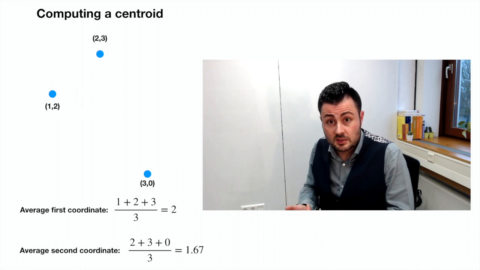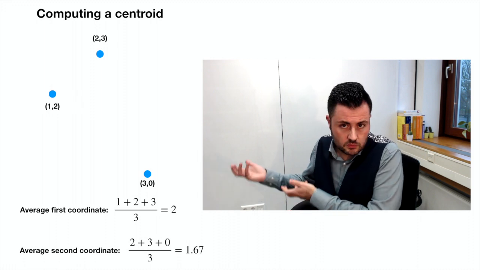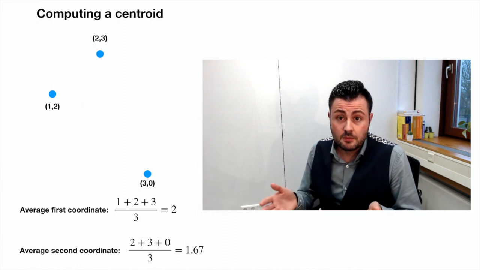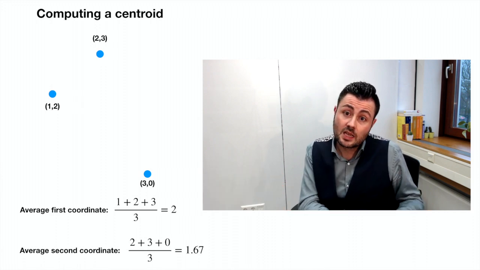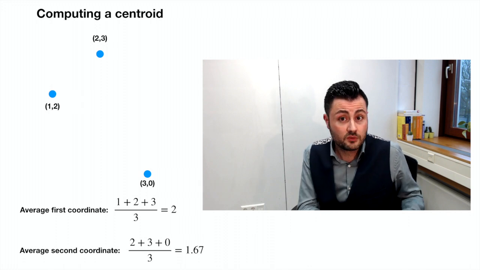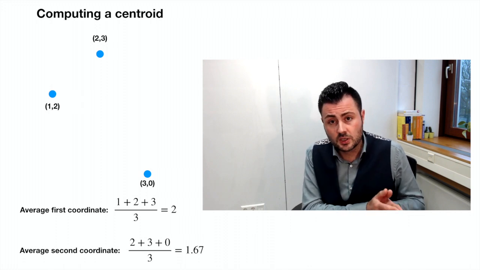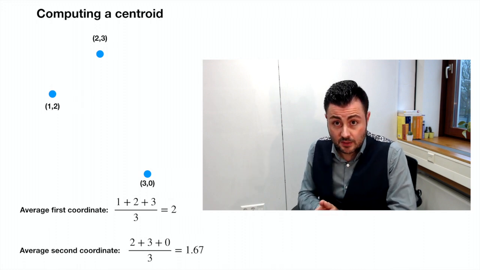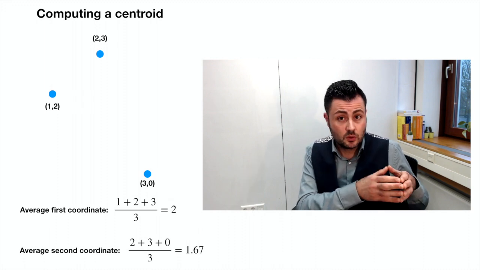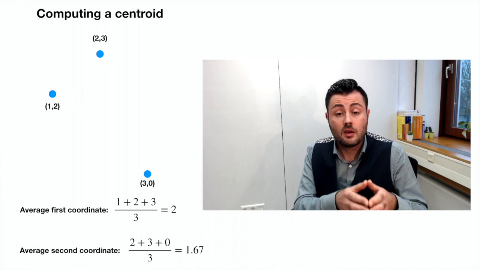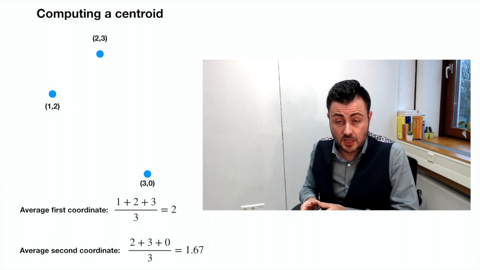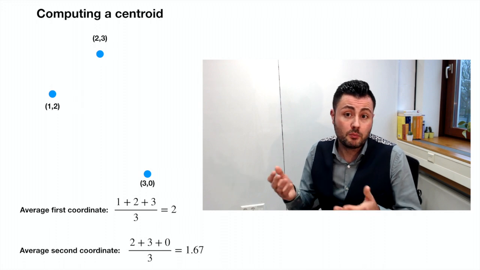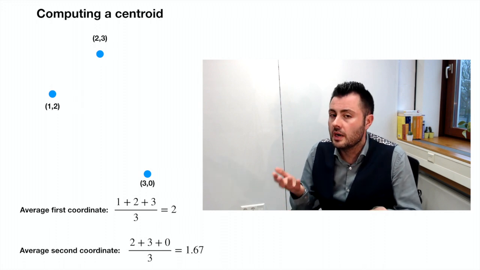Now, for what concerns the second coordinate, or that's the same, the second feature, how can we do? It's exactly the same, but we take into consideration the second coordinates of the different observations. So in that situation, we have 2, 3, and 0. So we sum 2 and 3, 5, plus 0, 5. We divide by 3, and what we get is 1.67, more or less.